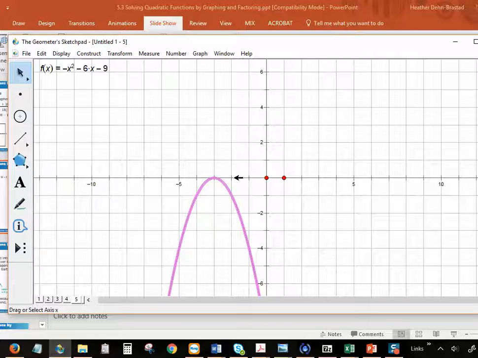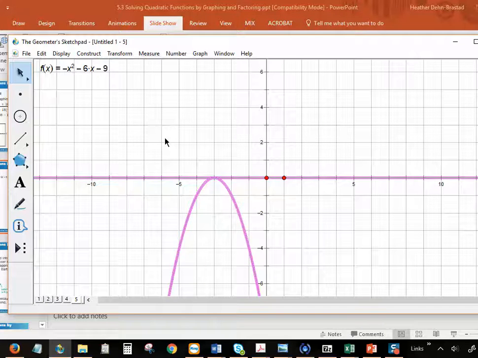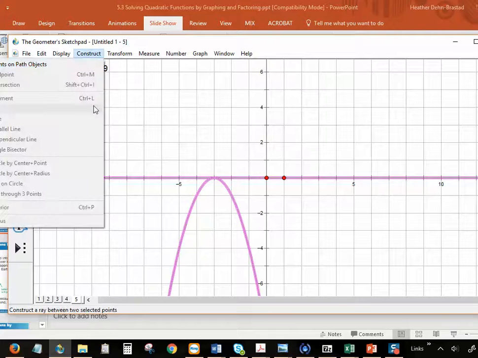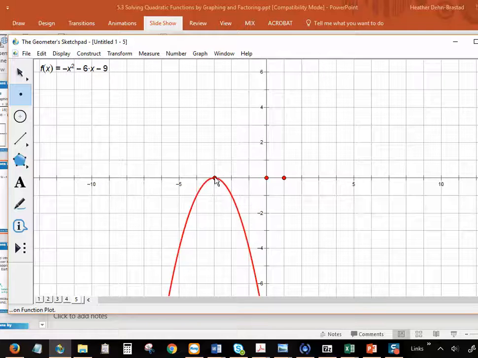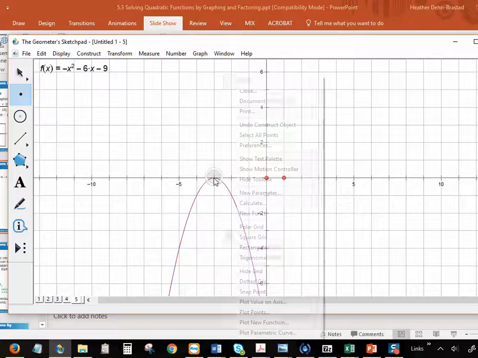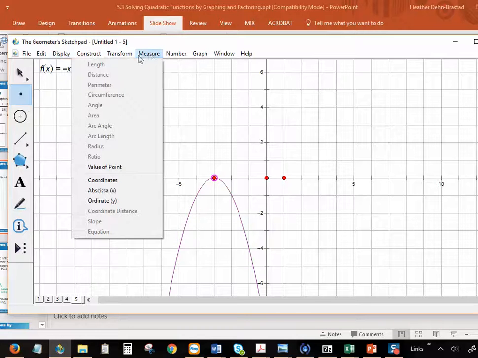I can select both the x-axis and the function I just graphed and go to Construct intersection. Oh, it's not going to let me because it's just touching it at that point. But I'll just put a point there. I forgot that Sketchpad is very picky about what it considers an intersection versus what algebraically we consider an intersection. But there's the point, and we can measure that point.